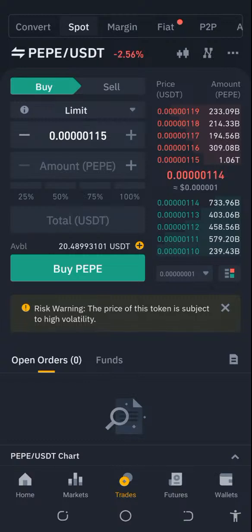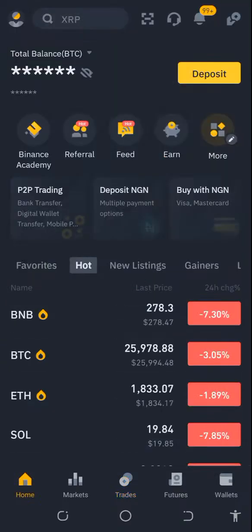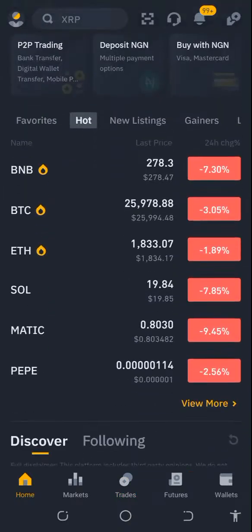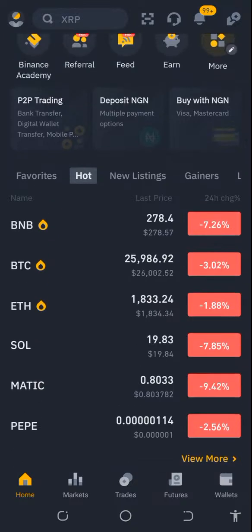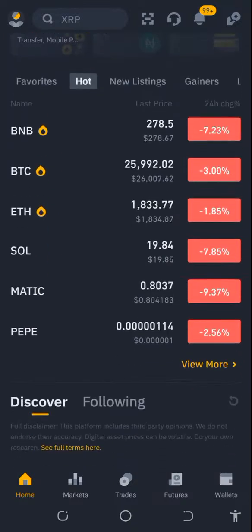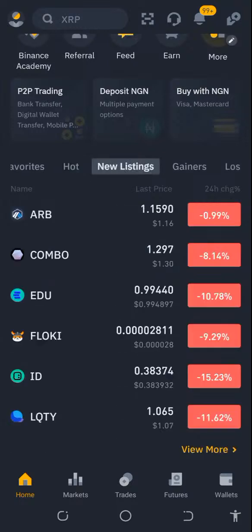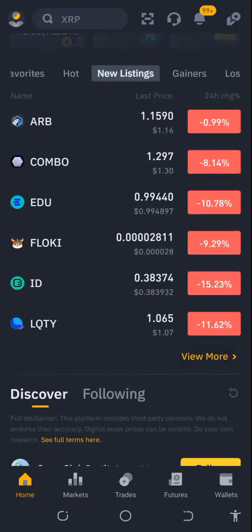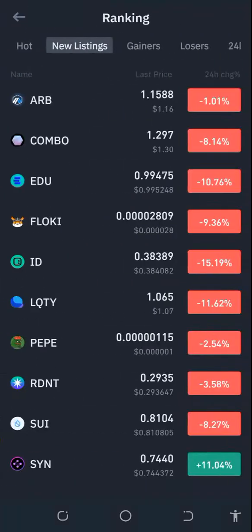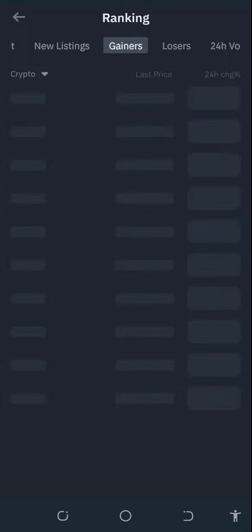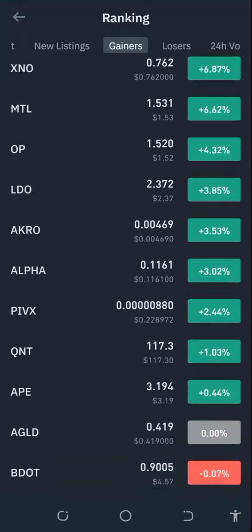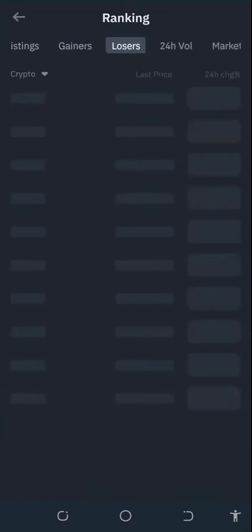But when I went back to check the status, I saw it was amongst the losers. Normally you should go, it's currently on hot. But if you look at it on new listings, you might find it somewhere there, because Pepe is on the new listings, but not high up. It's just somewhere down. If you look at the gainers, I don't think it's there for now. Yeah, it's not there. It's actually on losers.